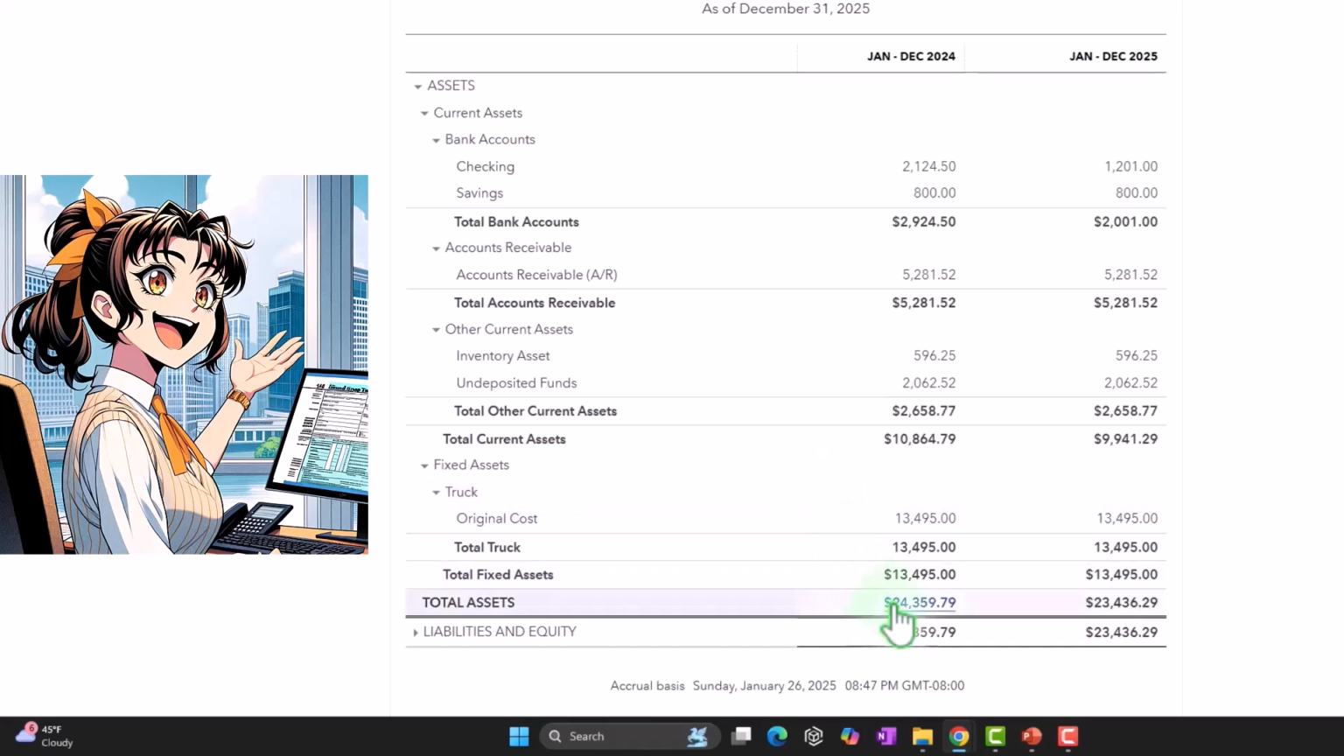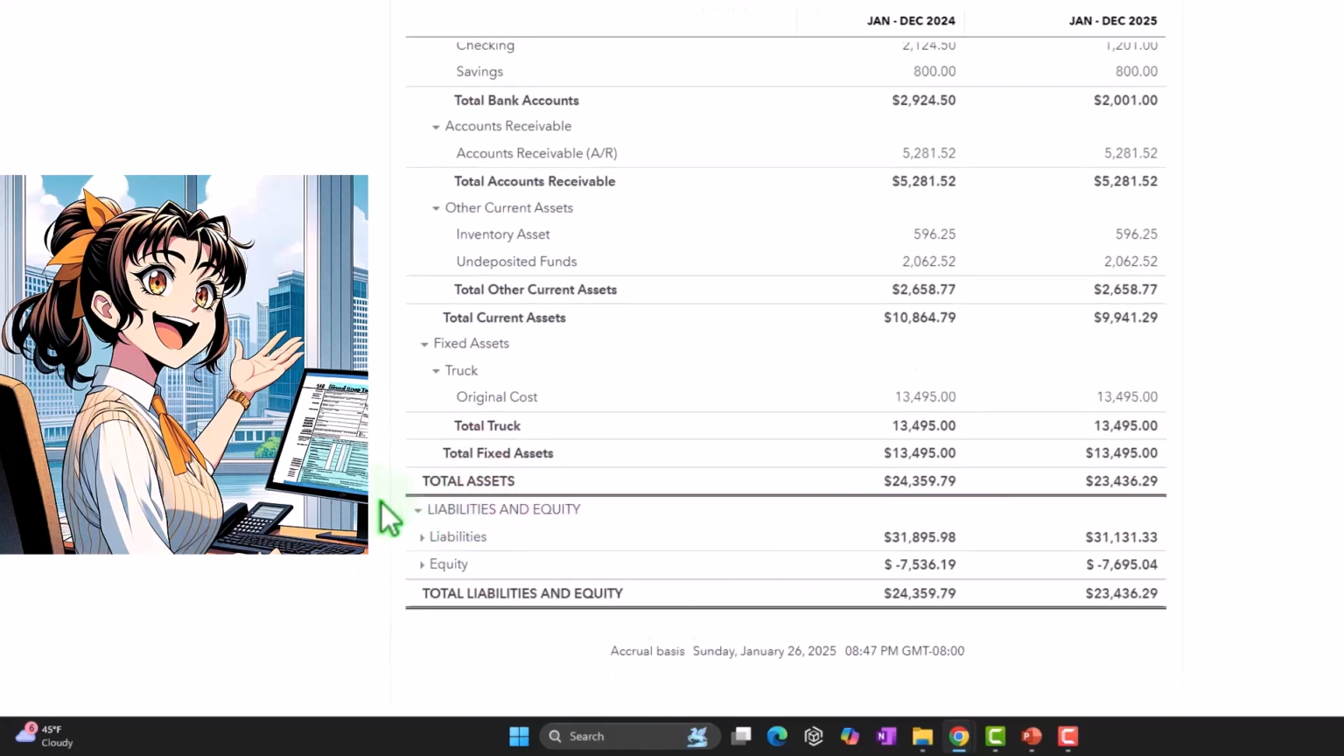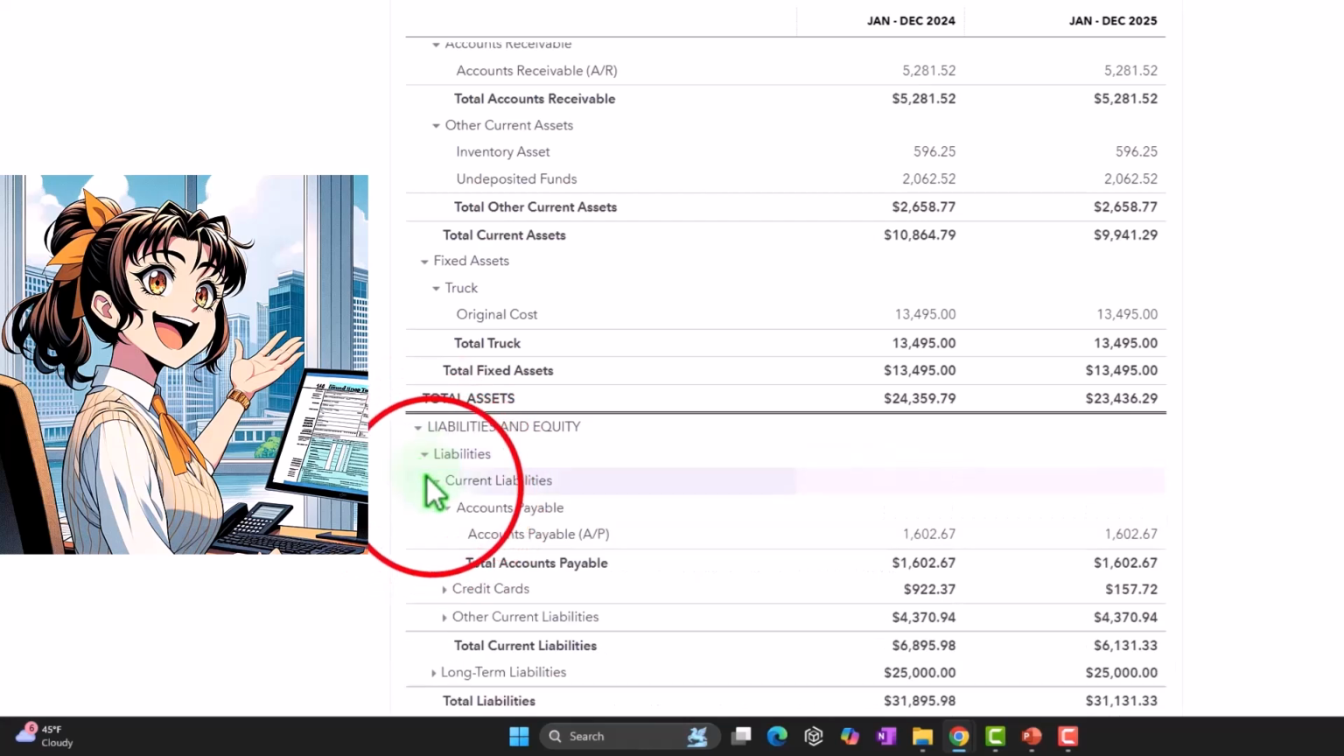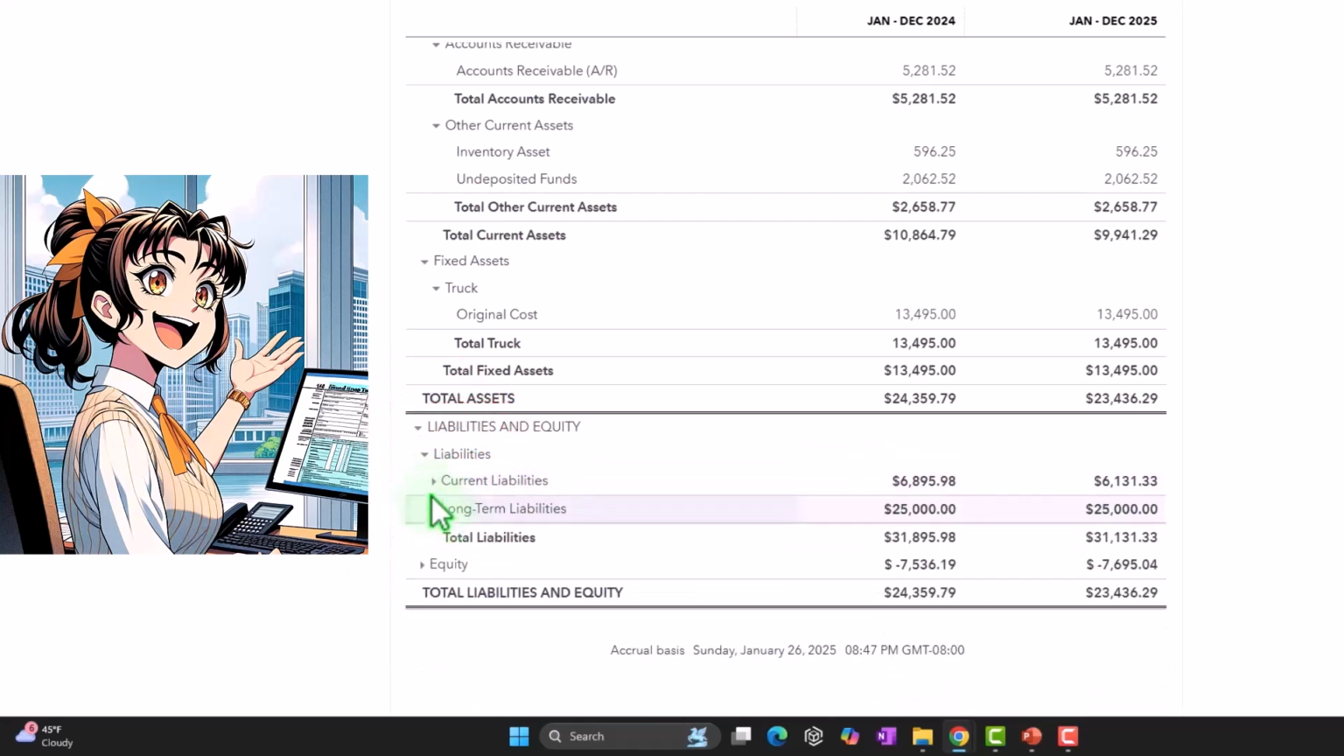All right, that's going to give us our total assets, and then we've got the liabilities and equity. Let's go into the liabilities first. And we've got the current liabilities. That's a normal financial statement subcategory representing those liabilities that are due within a year.